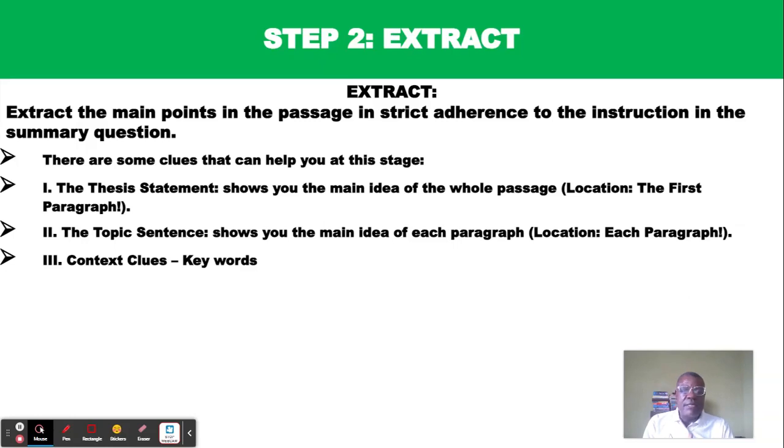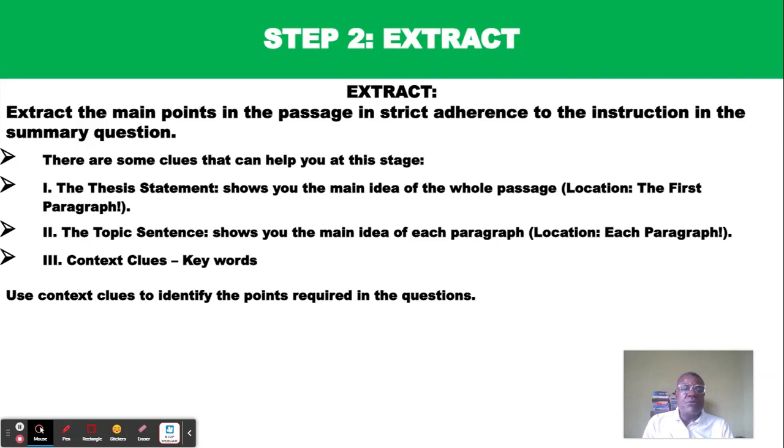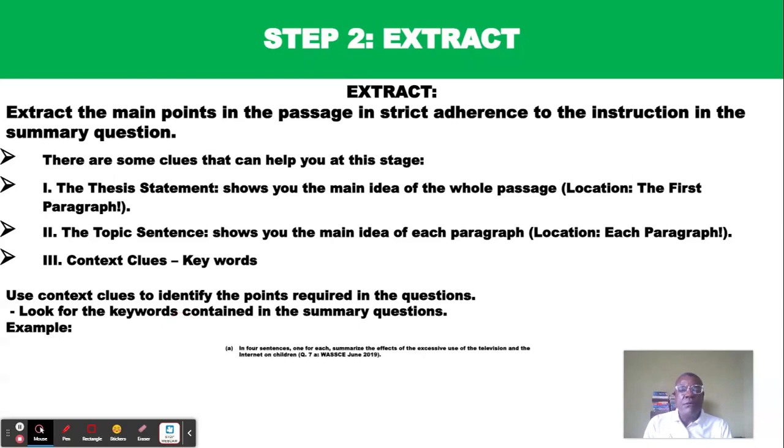III, context clues, and these are keywords. Use context clues to identify the points required in the questions. When you read the question, you take note of the keywords in the questions, because these keywords become the context clues that we are going to use when you are looking for the answer in the passage. So the whole process becomes quite simple. Look for the keywords contained in the summary questions.